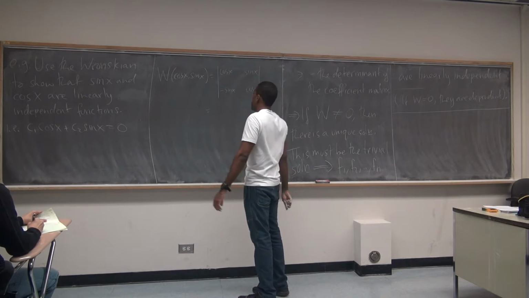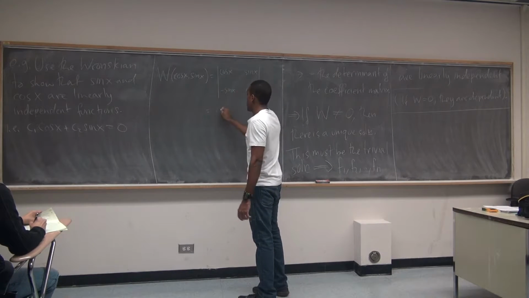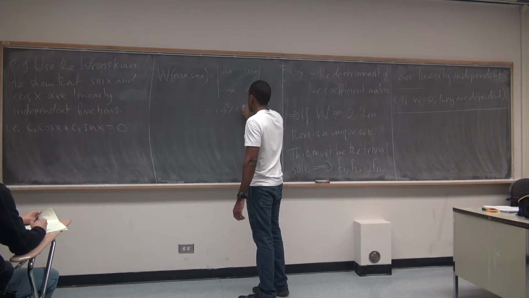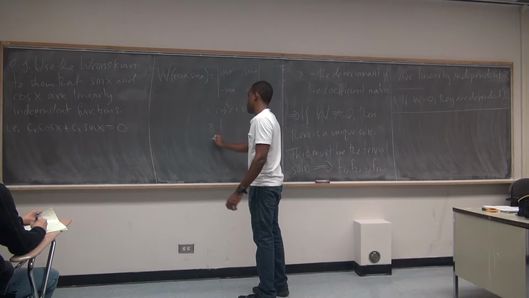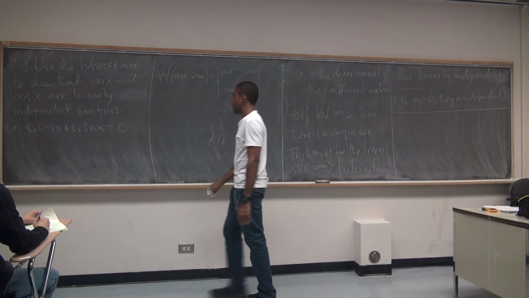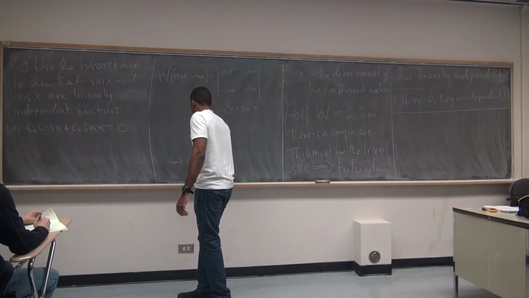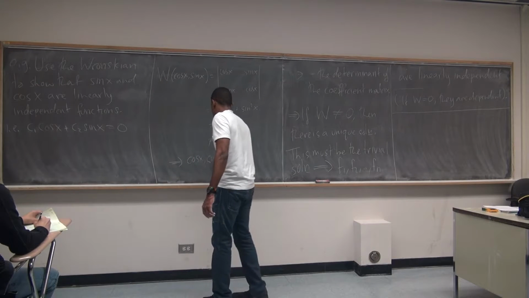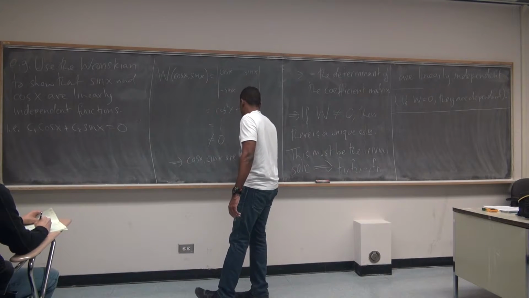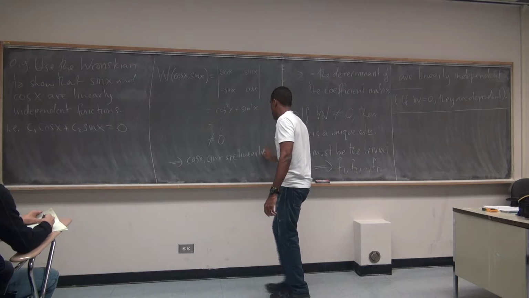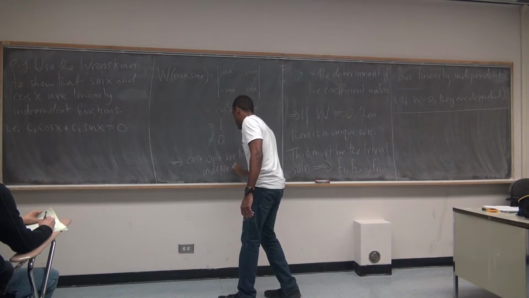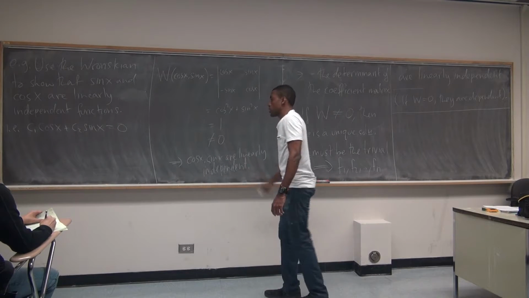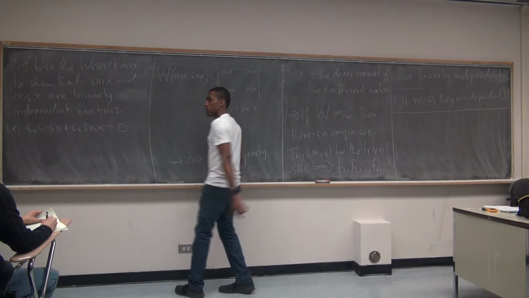Now if I take the determinant of that, what do I get? Cosine squared x plus sine squared x. But that's just 1, which is non-zero. Cosine, sine are linearly independent, which means the only solution to this equation is the trivial one.